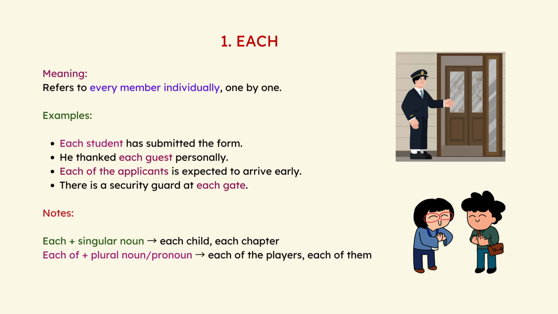Now here are some important structure notes. We say each plus singular noun. For example, each child, each chapter. When we use each of, it is followed by a plural noun or pronoun. For example, each of the players, each of them. Even though the noun is plural after of, the verb is still singular. That is how we correctly use each in English.